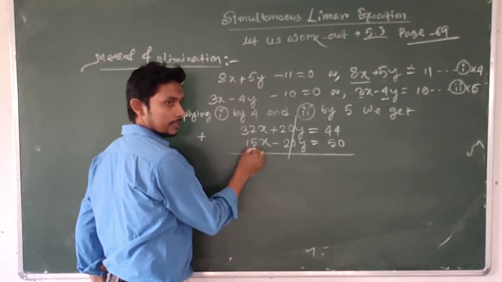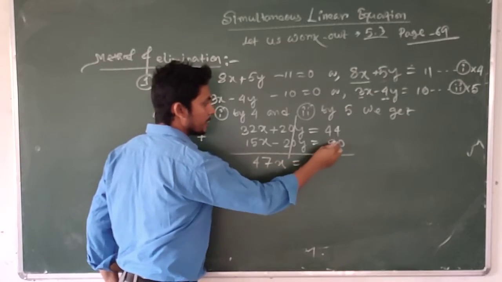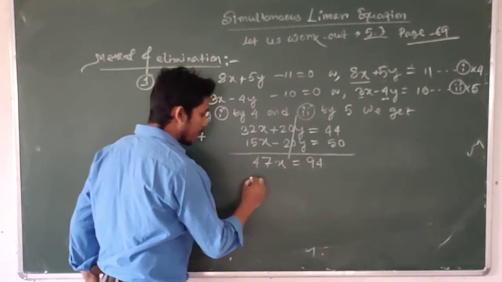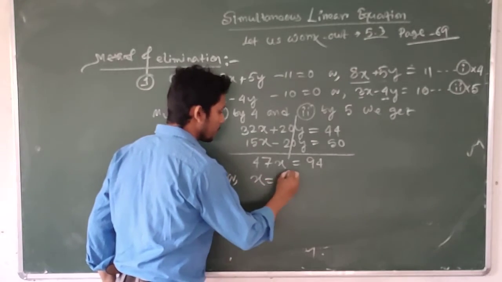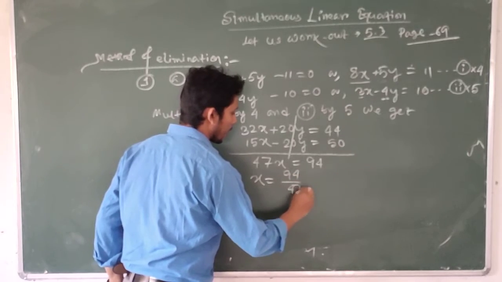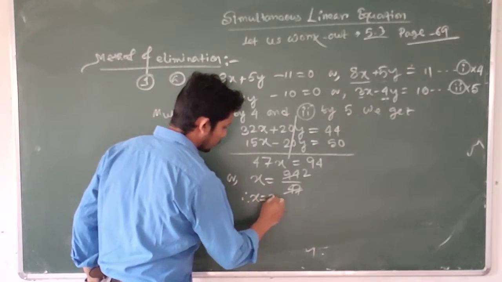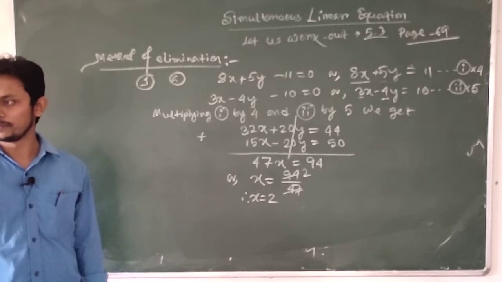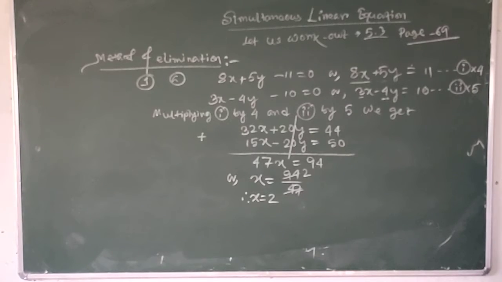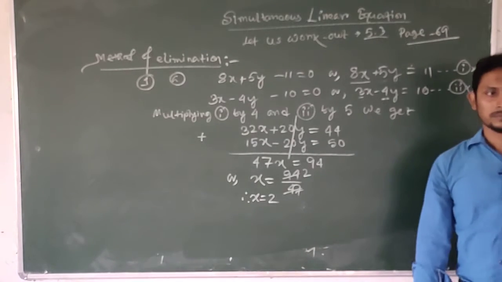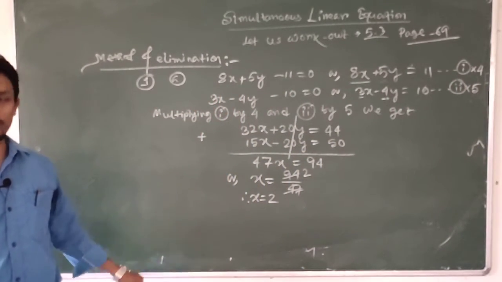Now here only x is there, we are adding, 47x, and on the right side it is 94. So here x will be what? Here we will write x equals 94 by 47, and here 47 2s are 94. That means x equals 2. Is this clear or all clear? Have you written? Now we have found x.